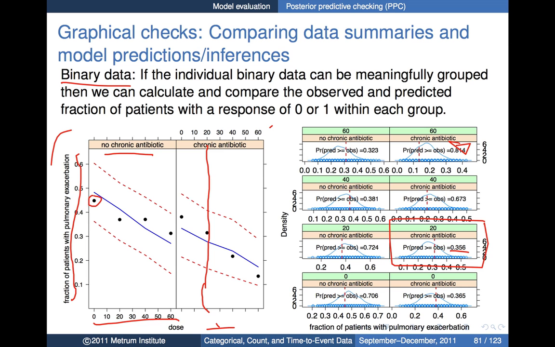What I was going to talk about next is doing residual analysis when we're dealing with categorical data, in particular binary data.